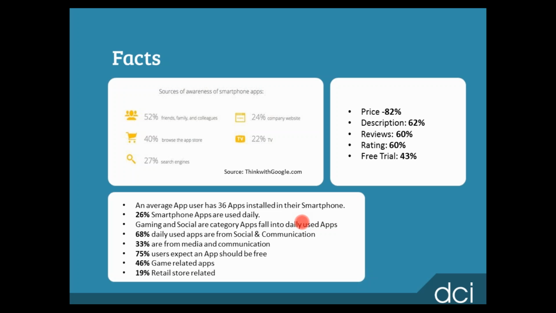So now moving on to these stats which are available in the bottom part of the screen. On an average, every single user has 36 apps installed in their smartphone, and only 26% of those apps are used on a daily basis. So gaming and social are the categories which fall into daily used applications. So 33% of them are media and communication. 75% of the users expect your app to be free. So these are some key facts, and you need to understand how the user gets to know about an application and downloads it in their device.